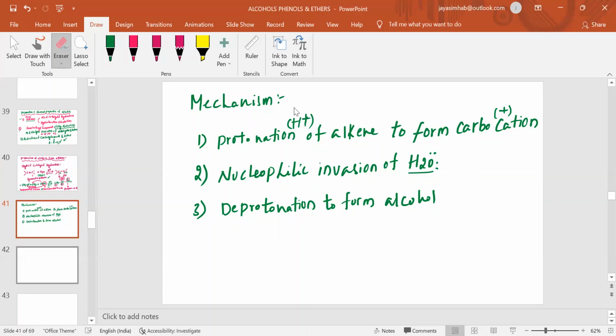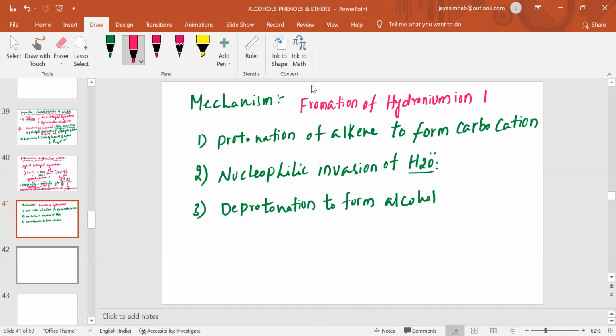Before all these steps, what will happen? Formation of hydronium ion will happen. So I will write that here: formation of hydronium. Hydronium ion means H3O plus. This one.